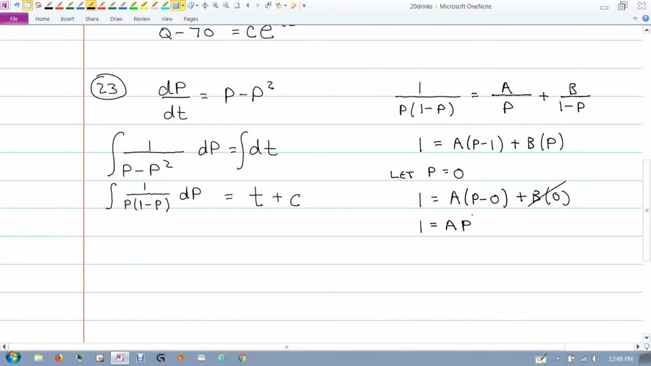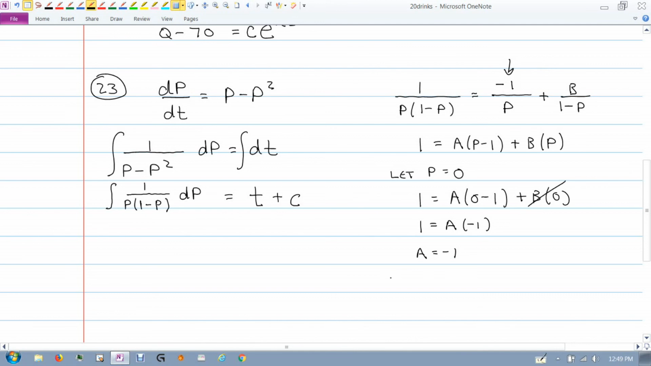Sorry, no, I totally jacked that up. This right here is 0 minus 1. I apologize. Then that's negative 1. So if we solve for a, we get a is negative 1. So I know up here that a is negative 1.